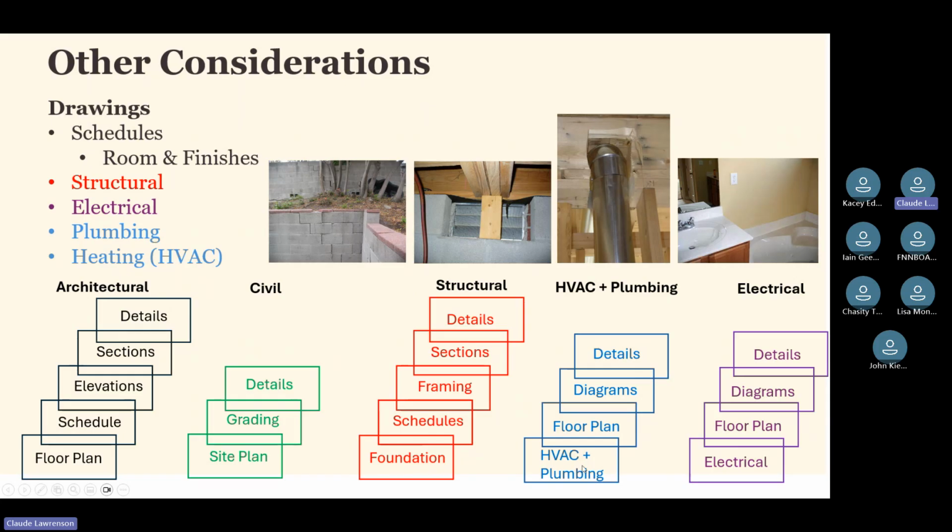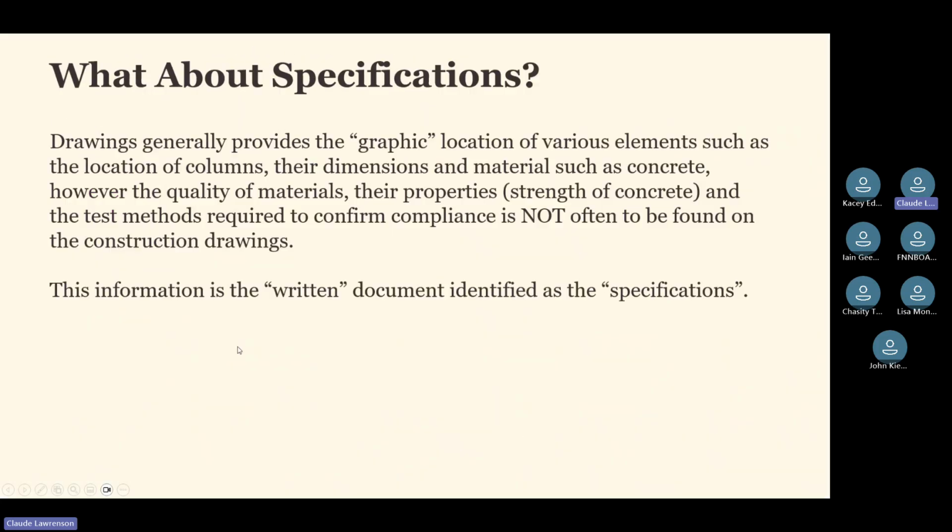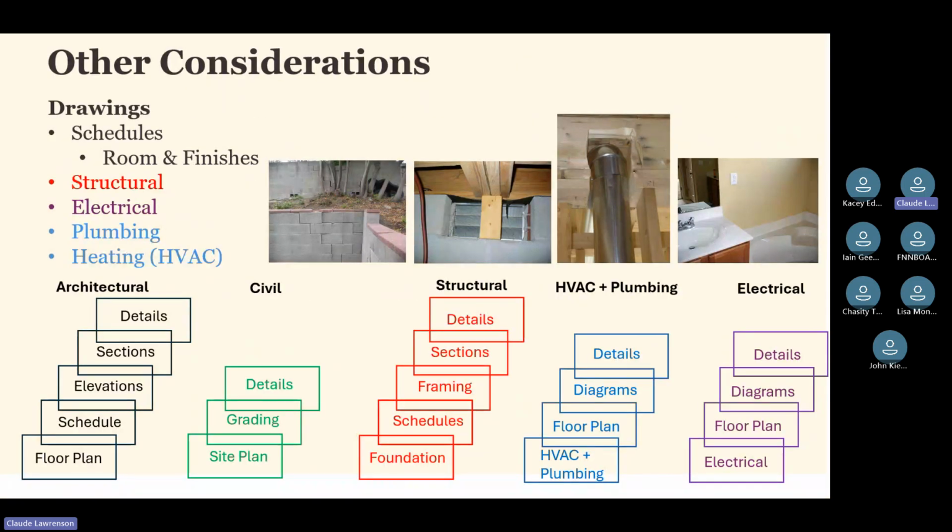Okay, so heating, I need to go back a minute. Heating, floor plans, diagrams, and details. And what about electrical? Altogether, we could end up with something in the range of easily 10, 15, or in some cases, maybe even 20 drawings for a set of, we'll call it even house plans.